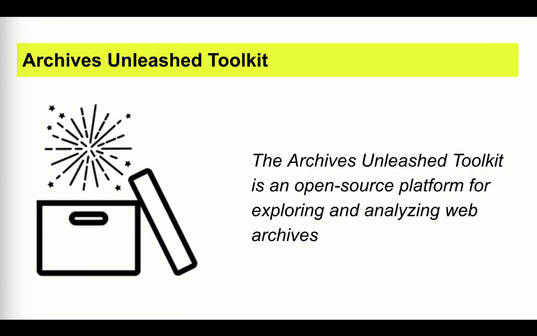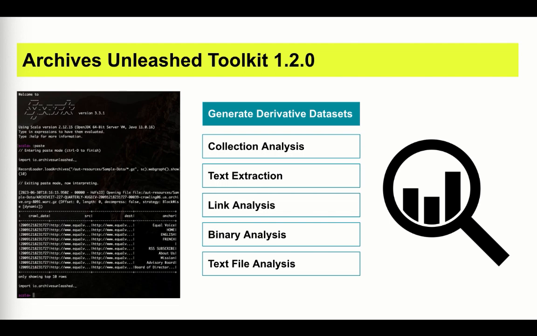Welcome to the Archives Unleashed Toolkit, an open-source platform for exploring and analyzing web archives. The toolkit provides a set of command-line approaches that allow users to investigate large-scale web archives by creating derivative datasets that can be used to fully explore and extract meaningful insights.